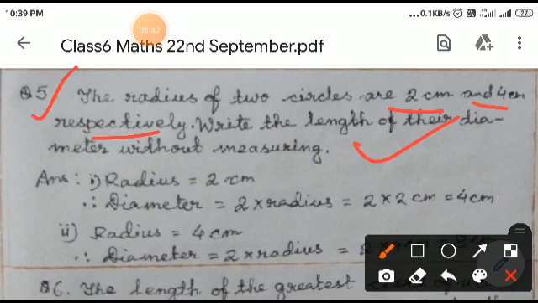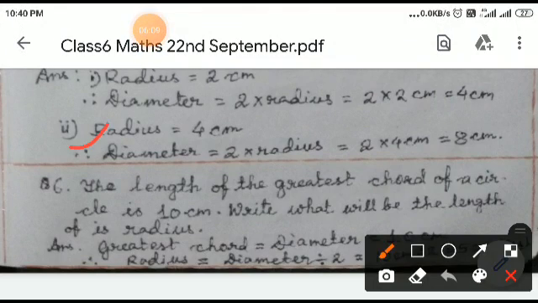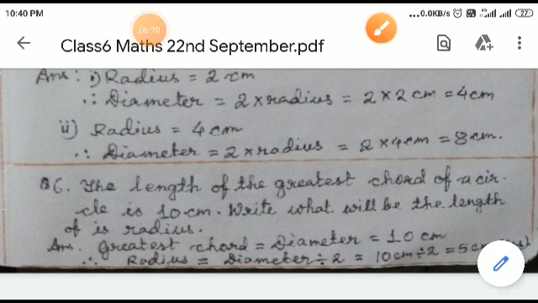We know diameter equals 2 into radius, so we will apply that relation to find the diameter where radius is given. In the first circle, radius equals 2 cm, therefore diameter equals 2 into radius, that is 2 into 2 cm, which is 4 cm. In the second circle, radius equals 4 cm, therefore diameter equals 2 into radius, that is 2 into 4 cm, equals 8 cm.